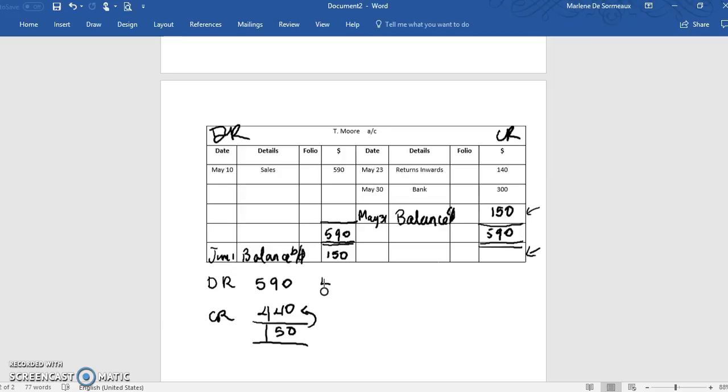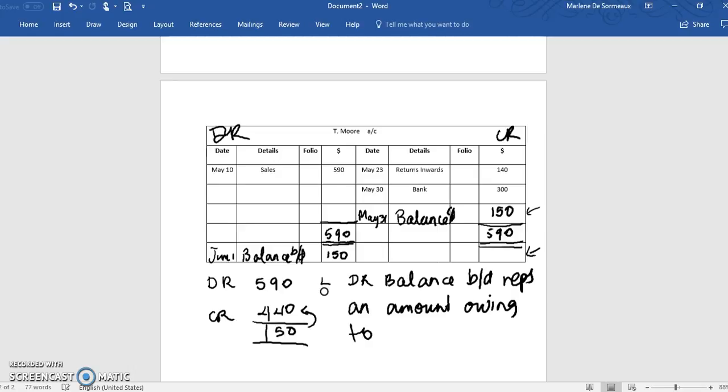So based on the balance in this account, you can simply summarize by saying that a debit balance brought down represents an amount owing to you by a debtor at the end of the month, right? Or at the beginning of the new month. And that's it. That's simple. That is the simple process of balancing account.